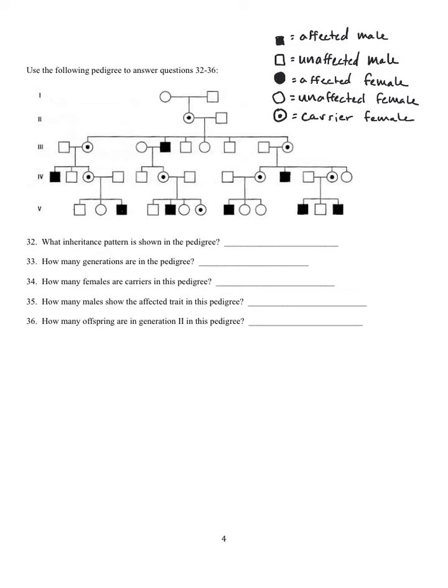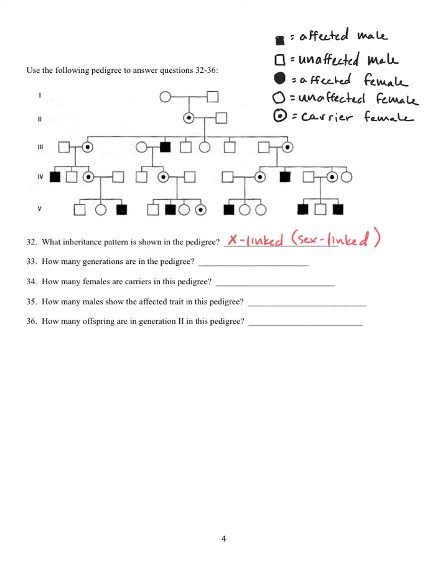Now we're going to answer questions 32 through 36 with a new pedigree. Number 32 says, what inheritance pattern is shown in the pedigree? If you'll notice, this one's a little bit different. If we review what symbols mean quickly, an affected male is a square that's shaded in. An unaffected male is unshaded. If there was an affected female, she would be fully shaded in. Unaffected females are empty circles, and carrier females have a dot in the center. Because there are females that can be carriers, but there are no males that can be carriers, there's a really good chance that this is a sex-linked or X-linked trait.